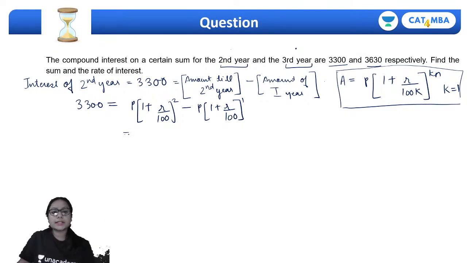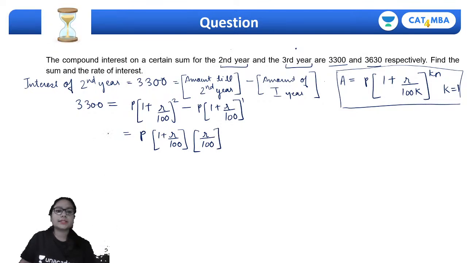If I simplify this, I can take this as common and I will get r upon 100 here. So this value is given to be 3300. Let us take this as equation 1.